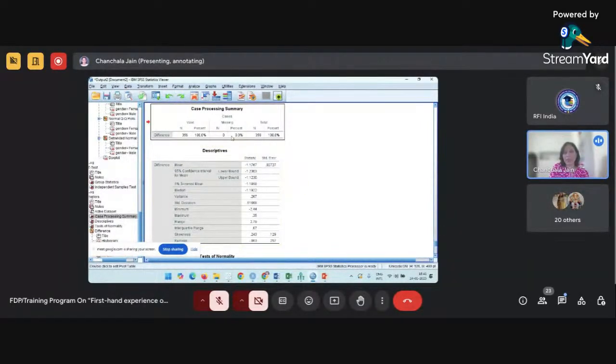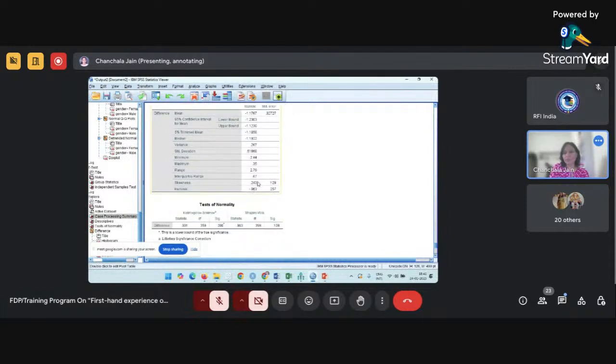So I think the case processing summary is known to everyone. We will check the skewness and kurtosis. You can find these are not greater than 1. These are very near to 0, right? So possibly we can say that the difference is approximately normally distributed.